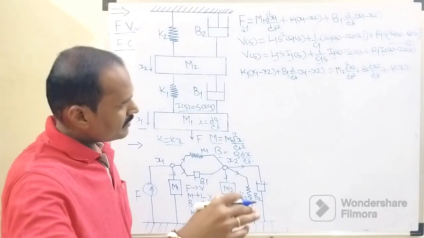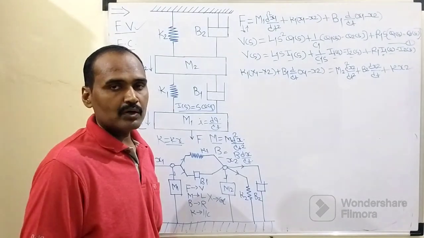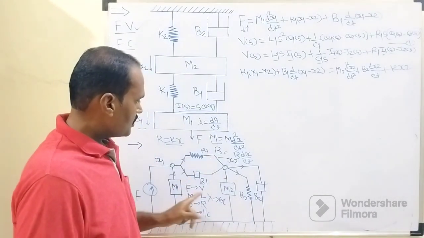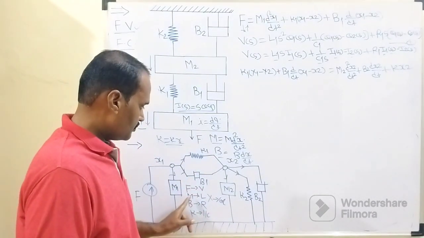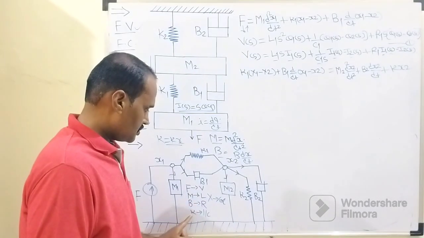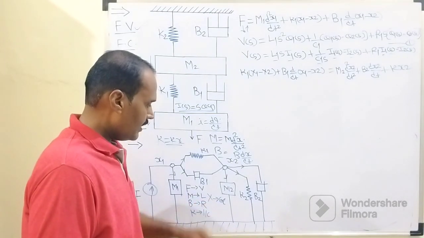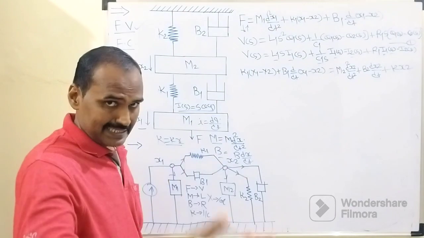In the next step, just similar to the previous one, when we recall the analogous terms, force is analogous to V, M is analogous to L, B is analogous to R, K is analogous to 1 over C, and X is analogous to charge Q.